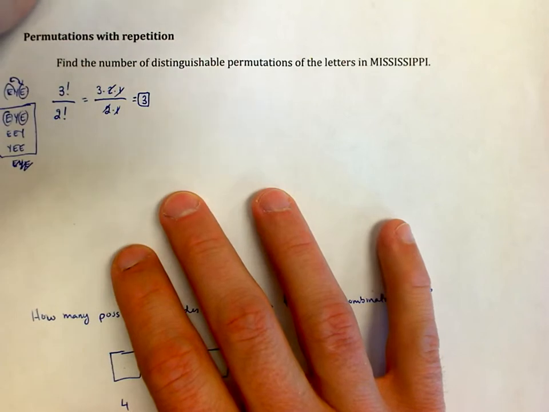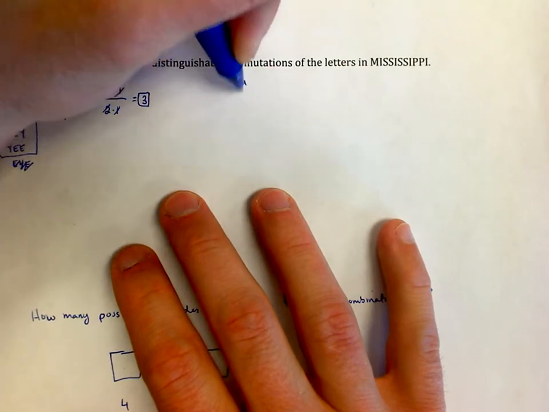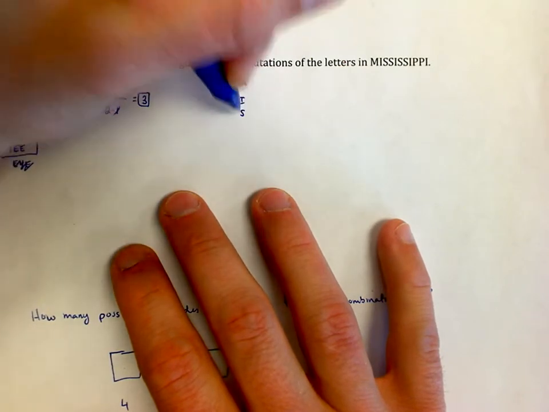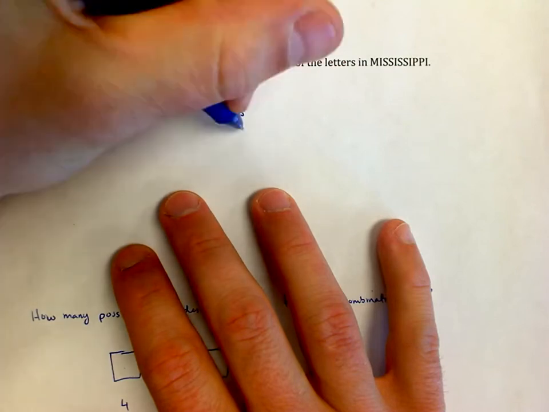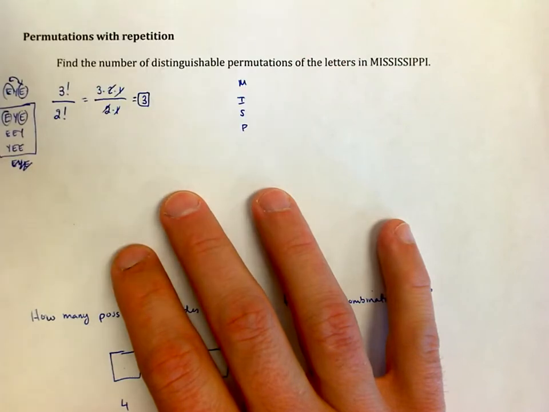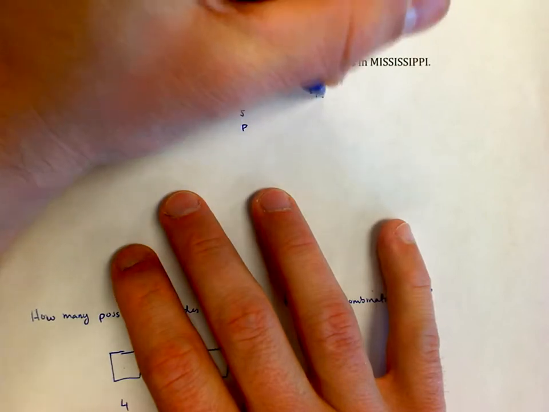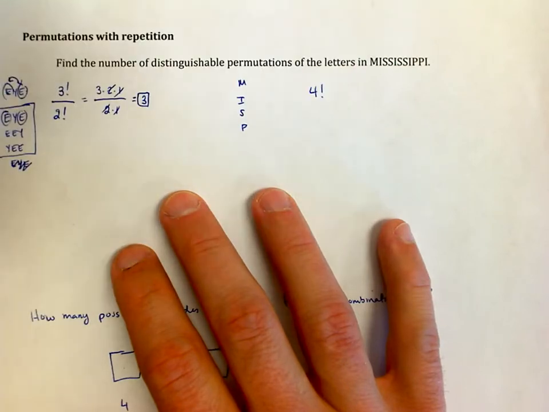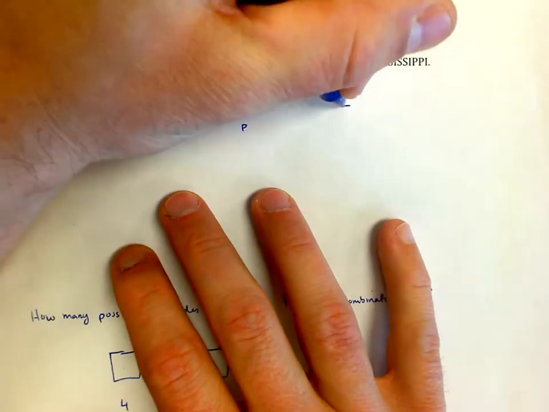Well, first things first, I need to know how many different letters I have. I have an M, an I, an S, I, S, I, P, P, I, right? So I only have 4 unique letters there. That means I'm going to do 4 factorial if they weren't repeating. But because there's repetition, here's what I need to do.